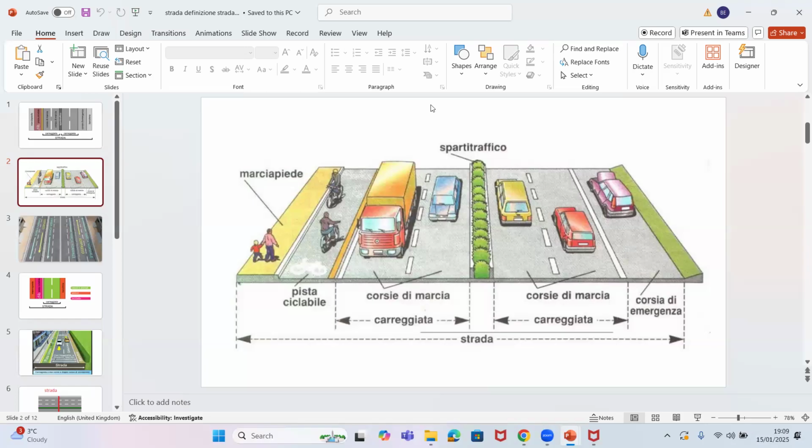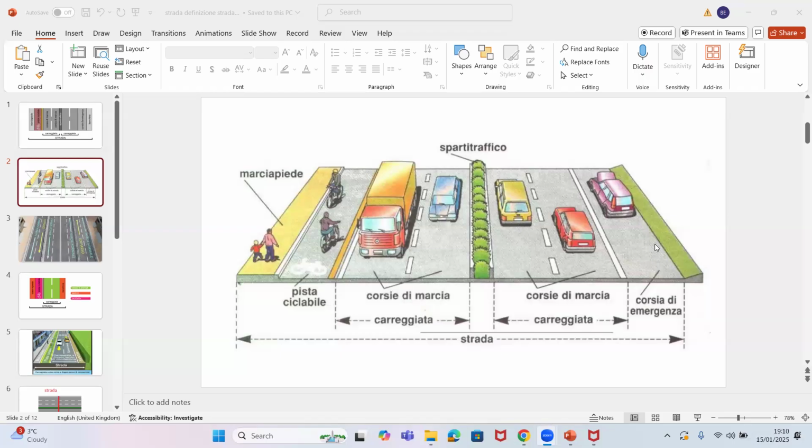I'll call up a person to tell us why. Mr. James Jr. Hello, sir. Why is it that they say corsia di emergenza is not inside the carreggiata? Okay. I just newly entered this thing, so let me use my own experience. It is separate because it is where a person can stop in case of emergency, for example if somebody is sick, so you can stop there for that emergency.